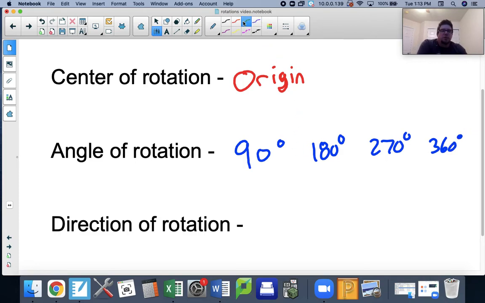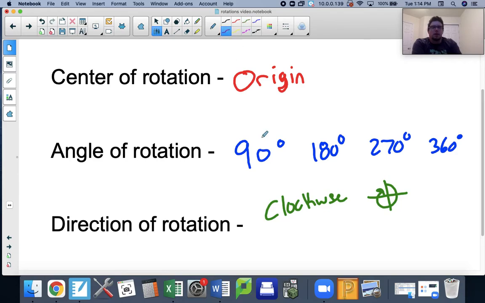When we talk about the direction of rotation, we have 2 options. We have clockwise, and we have counterclockwise.